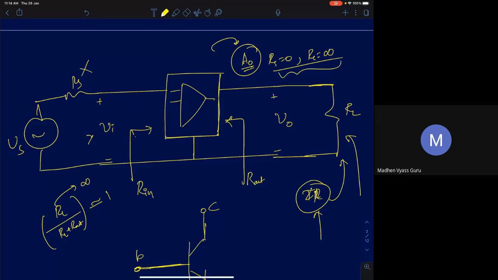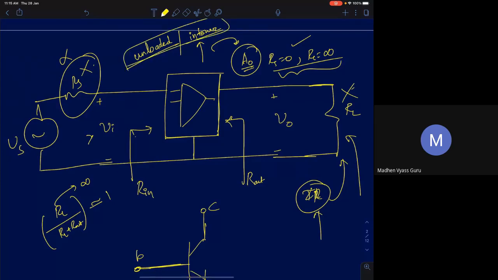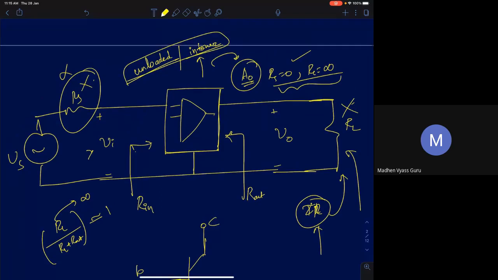When Rs is 0 and RL is infinity, whatever gain you get out of this amplifier, it's called the unloaded gain. It's called the unloaded gain or intrinsic gain. Now, why do we need intrinsic gain? See, as an engineer, you don't know what the load is going to be. Generally, you also don't know what the source is going to be. Eventually, you will know, when you're actually designing the system. But intrinsic gain gives you an idea what is the maximum gain that this amplifier can give me.